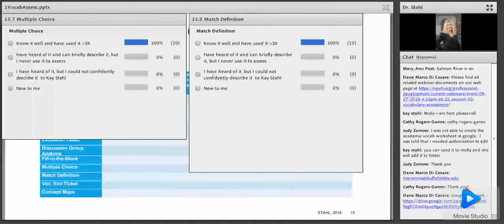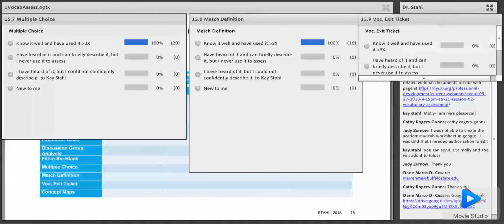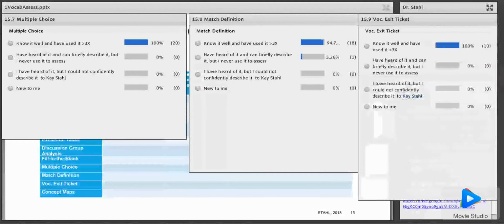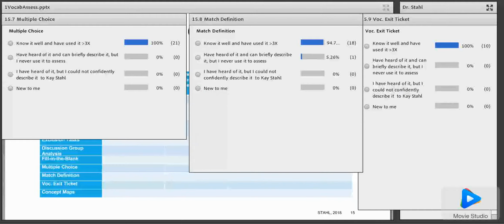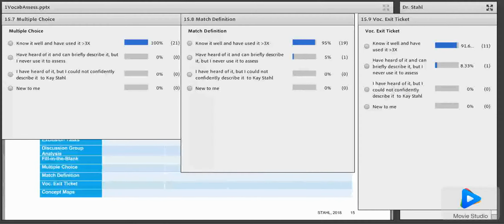And here we have some familiar tools that you probably do use. Match, multiple choice, matching definition. These tend to be our default ones that we all use most frequently. Now, I know that many of you have used exit tickets, but have you focused them on vocabulary?